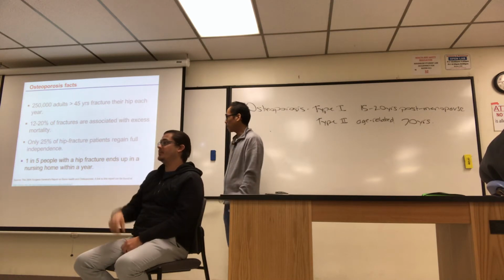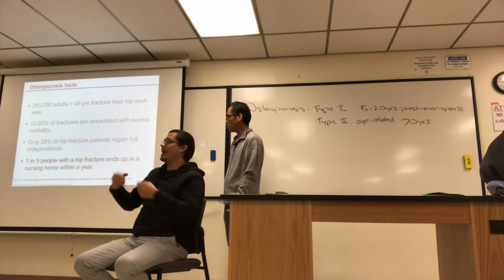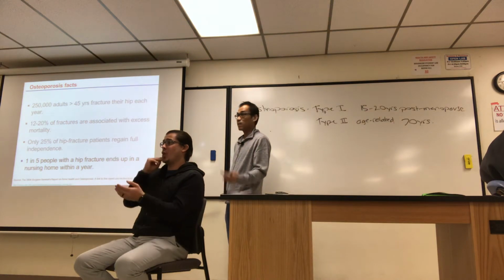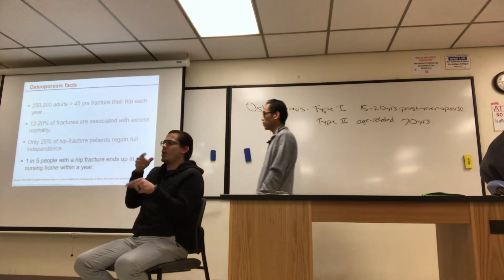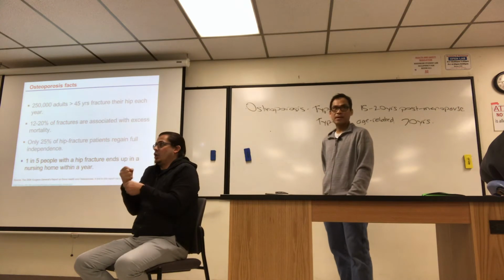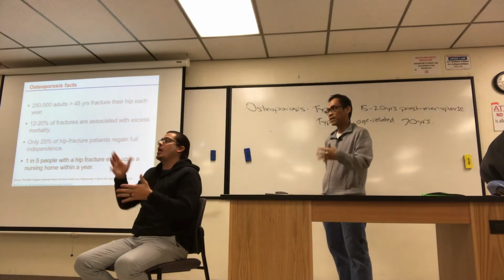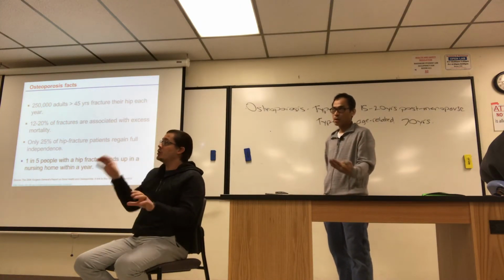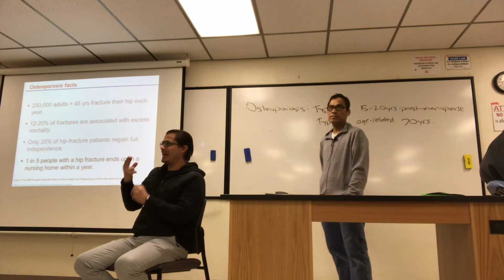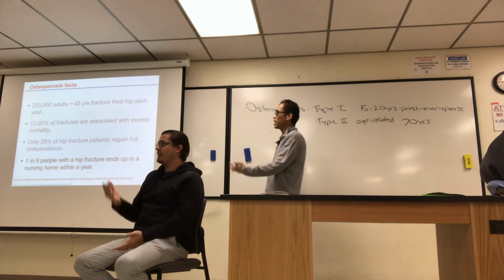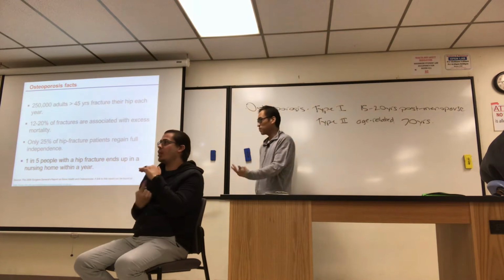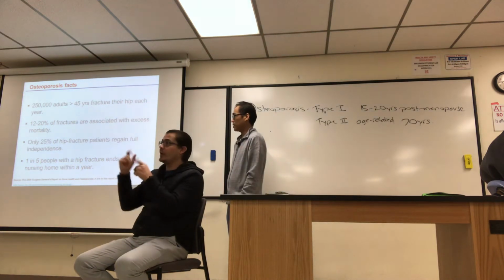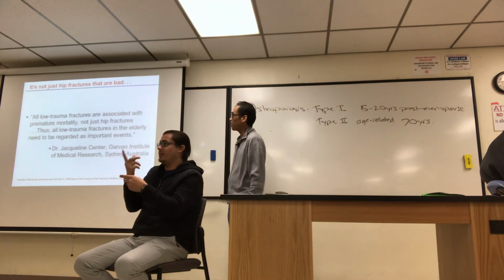1 in 5 people with a hip fracture ends up in a nursing home within a year. Okay, so maybe if you don't go immediately, maybe a year later you do. You lose a lot of independence and a lot of daily activities that you could do when you're younger. When you're older and you break your hip, you can't do it. Maybe your spouse dies, you're alone, the kids are busy working, and they can't take care of you. And you have to go to a nursing home.